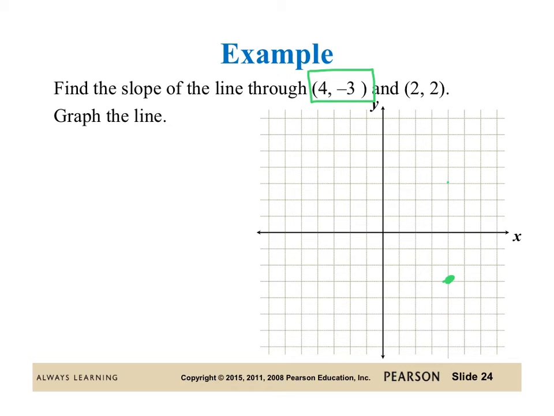And then the second thing I'm going to do is plot the point 2, 2. So that means I'm going to go right 2 and up 2 from the origin. And there's that point. And there's a line through these 2 points. And we're asked to calculate the slope of that line.